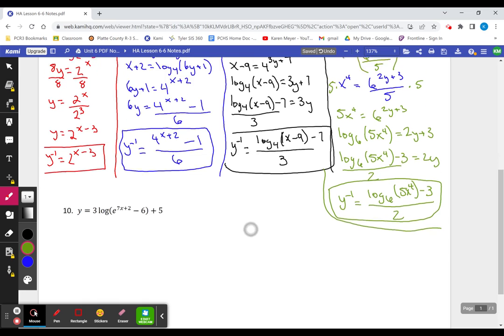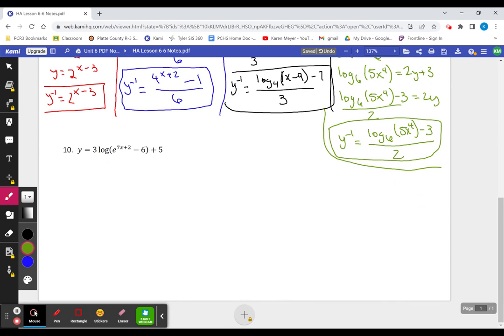All right, one more. So for the last one, all right, we're going to start by switching. So x equals 3 log parentheses e raised to the 7x plus 2 minus 6, close my parentheses, plus 5 y. And darn it, I did it again. Make that second x into the letter y.